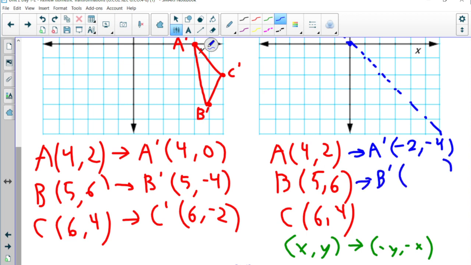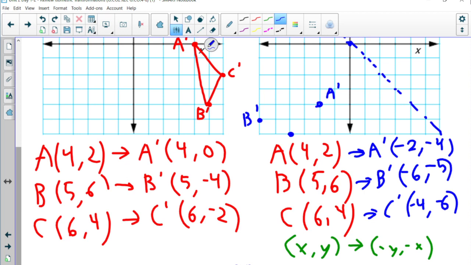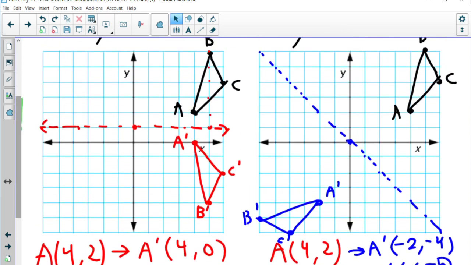Let's do it again. For B prime, switch x and y. So 5, 6 becomes 6, 5. Change both of their signs. Now they're both negative. And one more time. 6, 4 becomes 4, 6. And we change both of their signs. So now if I come and make that on the graph, here's A prime, here's B prime, and here is C prime. There's my new triangle flipped over y equals negative x. Switch x and y, change their signs.